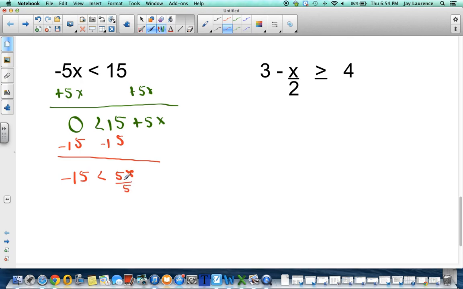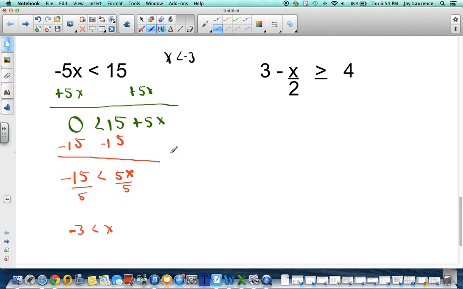And then I'm going to divide by 5. And I'm going to divide by 5. And I'm going to get a negative 3. That sounds familiar, right? Negative 3. And that's less than x. Now, if you remember the other solution, when we did it the other way, where it didn't work out, we ended up with x is less than negative 3. Are they the same solution?